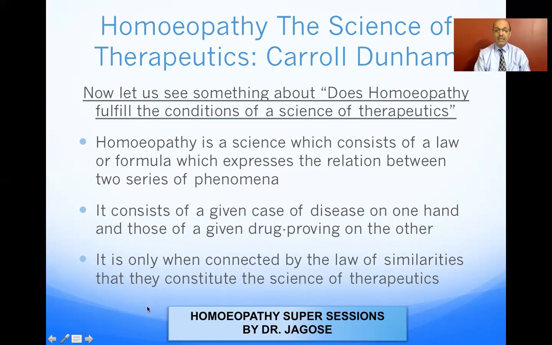It is only when they are connected by the law of similars that they can constitute a science of therapeutics. So when the case of disease is connected with the drug proving, or the medicines used to combat the diseases, then only we can say it constitutes the science of therapeutics.